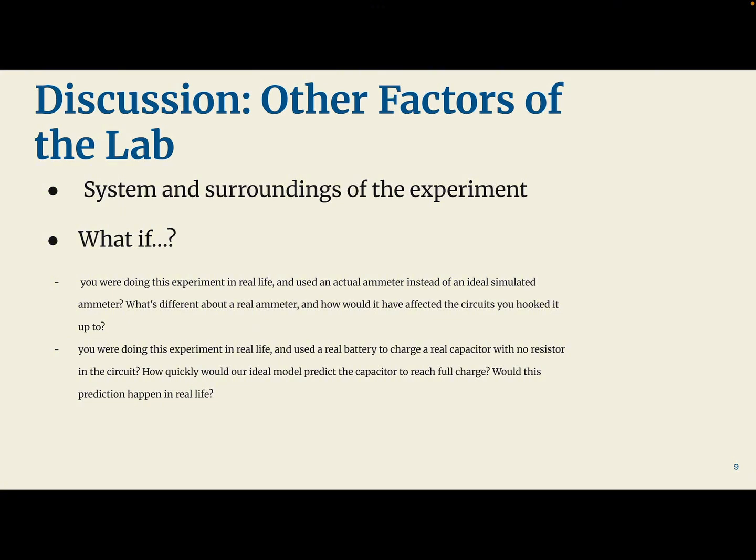The first part of the what-if question asked us, if you were doing this experiment in real life and used a real battery to charge a real capacitor with no resistors in the circuit, how quickly would our ideal model predict the capacitor to reach full charge? Would this prediction happen in real life? Well, a real ammeter has a small resistance, so inserting it into a real circuit would slightly reduce the current compared to an ideal situation. This could lead to a minor difference in voltage and current measurements, especially in a low-resistance circuit.